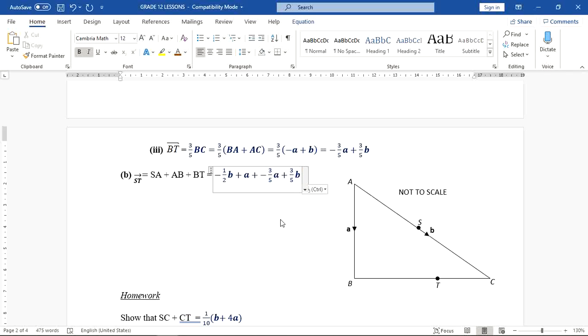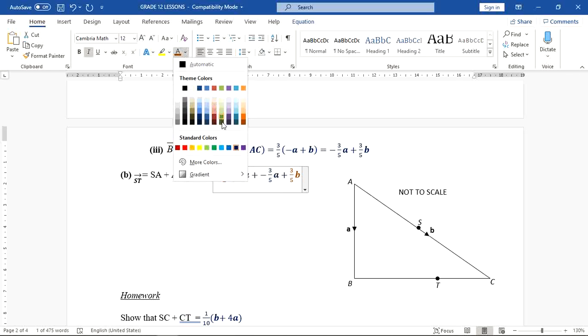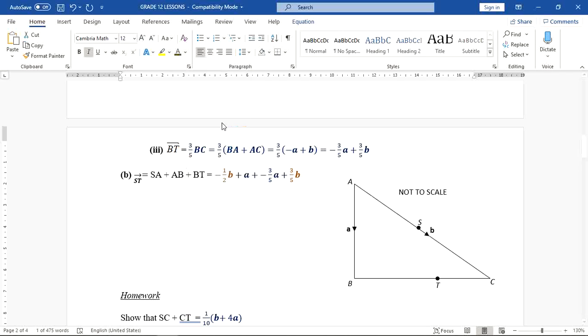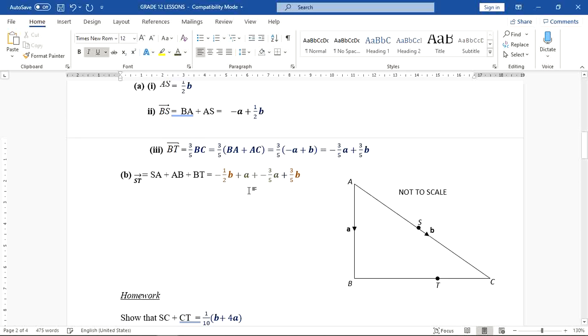Now our job is to write this as we collect the like terms and simplify the like terms. Alright, here we are. So what I'm going to do, I'm going to color the like terms with the same color. It's going to be brown, and then the A's are going to be this color.